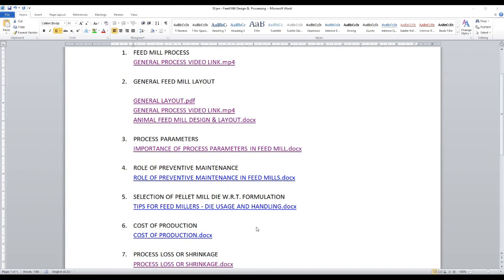The next important thing is the die selection with respect to layer and broiler feed. The most important thing: the die is the most expensive spare part of a pellet mill, and getting optimum life from a die in general practice increases the benefit or reduces the processing cost. So 50 to 60% of feed millers use a common die for broiler, breeder, and layer. Broiler is a soft formulation having good oil content. Layer is a hard formulation having limestone powder, DCP, LSP, and more fiber.